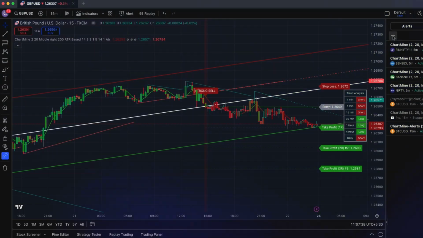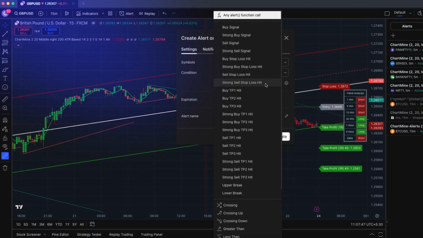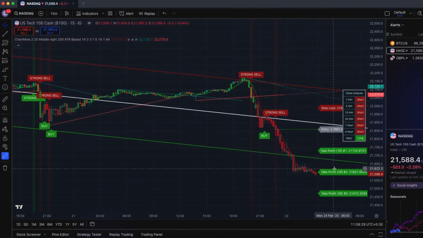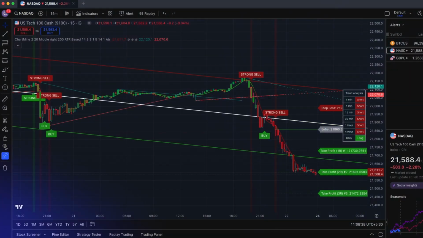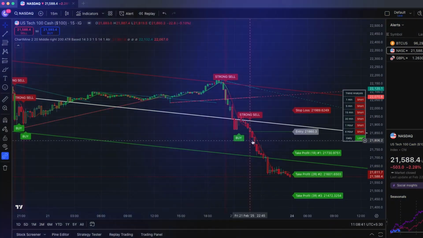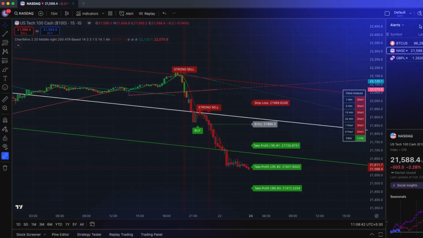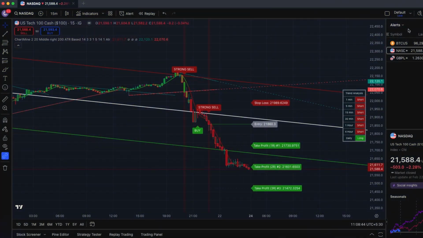Alerts make trading even more convenient. You can set alerts on buy, sell, strong sell, ensuring you never miss a trading opportunity. Even if you're away from your screen, you'll be notified. Whether it's a breakout on the NASDAQ or a bounce on GBP/USD, setting alerts helps you stay on top of the market without constantly watching charts.